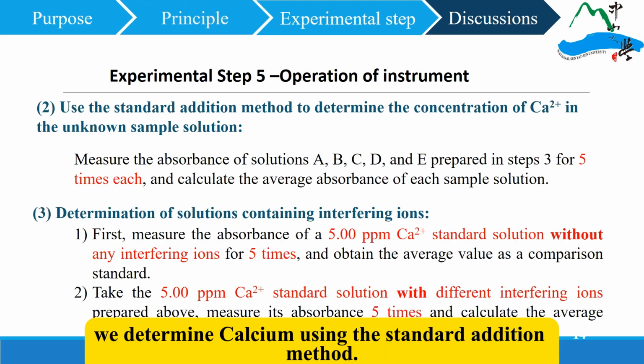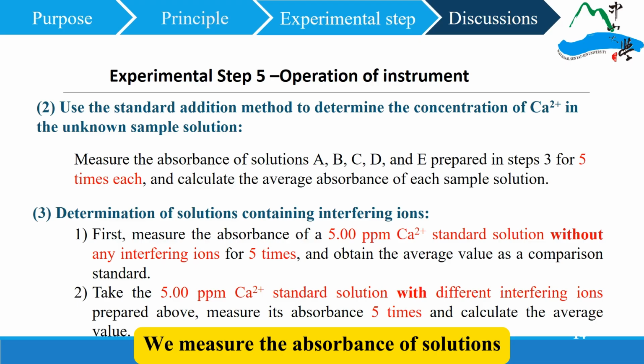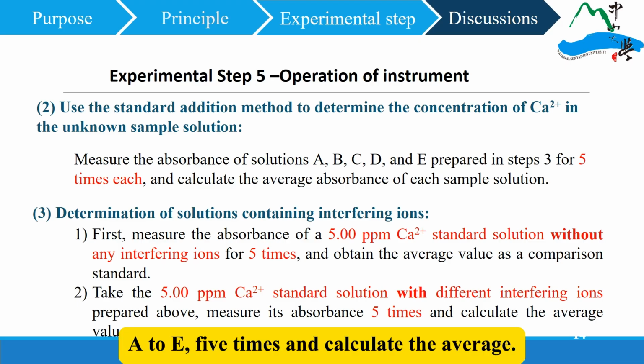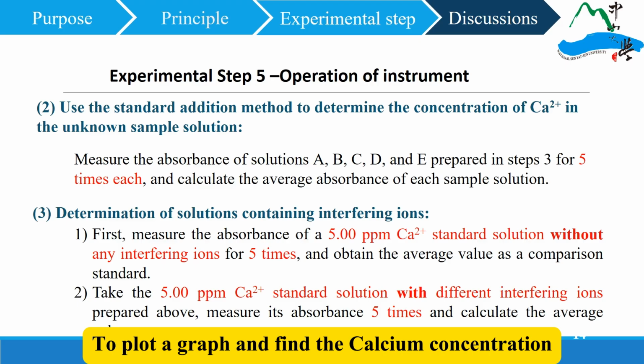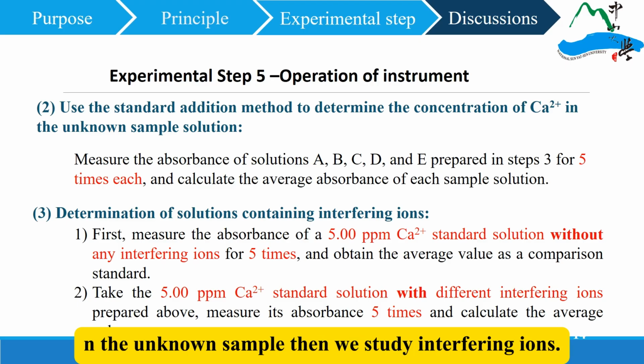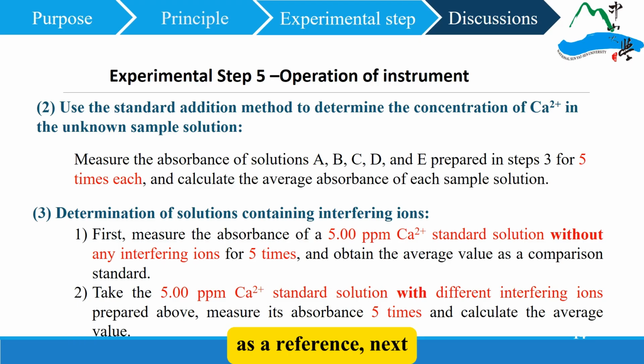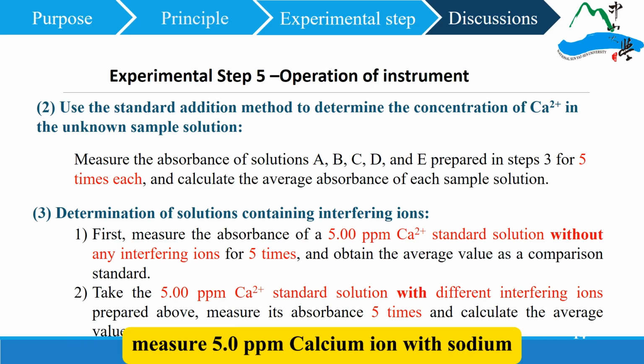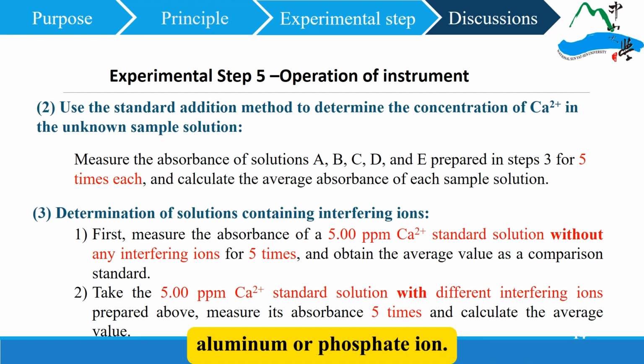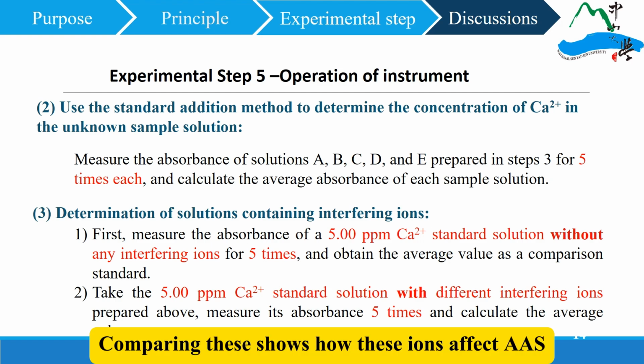Next, we determine calcium using the standard addition method. We measure the absorbance of solutions A to E 5 times and calculate the average to plot a graph and find the calcium concentration in the unknown sample. Then, we study interfering ions. First, measure 5.0 ppm calcium ion without interference as a reference. Next, measure 5.0 ppm calcium ion with sodium, aluminum, or phosphate ion. Comparing these shows how these ions affect AAS accuracy.